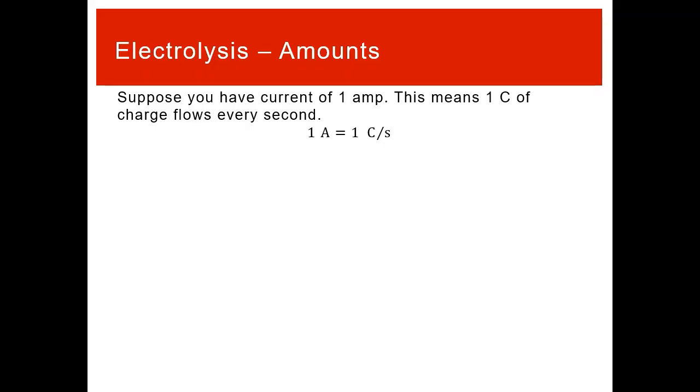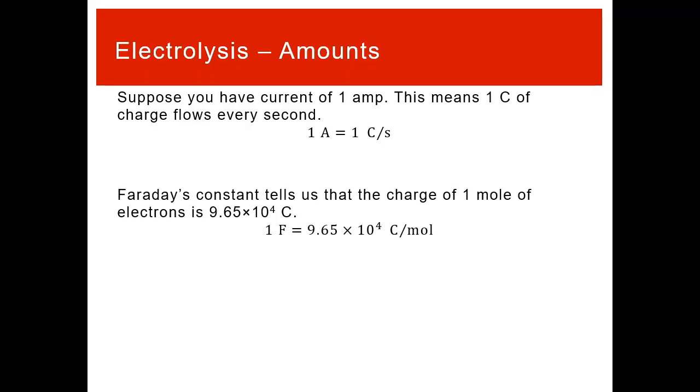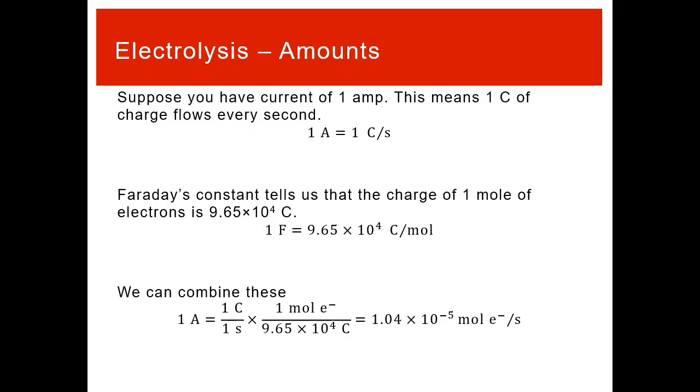So let's look at some of the actual mathematics here. 1 amp of current means you have 1 coulomb of charge for every second. 1 coulomb per second is 1 amp. Faraday's constant relates moles of electrons to coulombs, so we can literally combine those. 1 amp is 1 coulomb per 1 second. Faraday's constant tells us 1 mole of electrons for every 9.65 times 10 to the 4th coulombs. So we cancel out the coulombs and get moles of electrons per second, an amount of reactant or product per second.